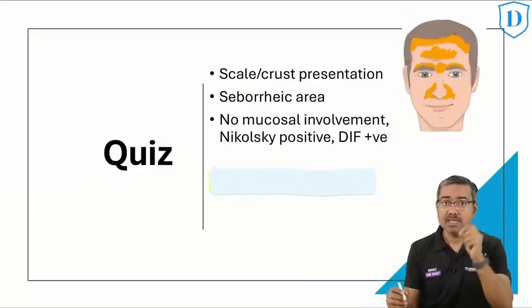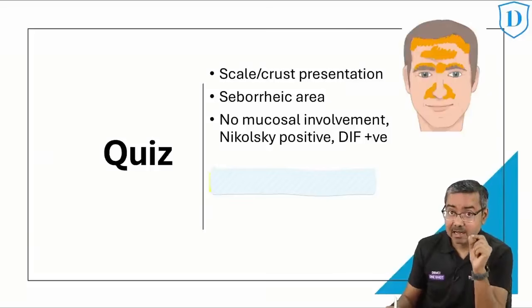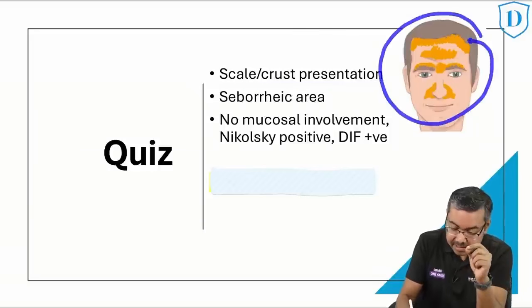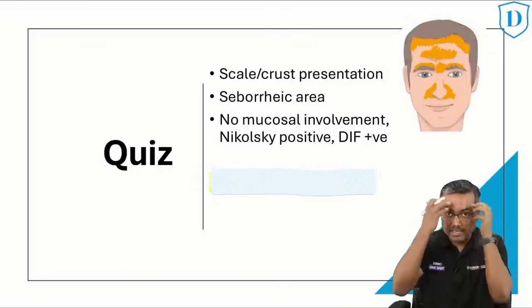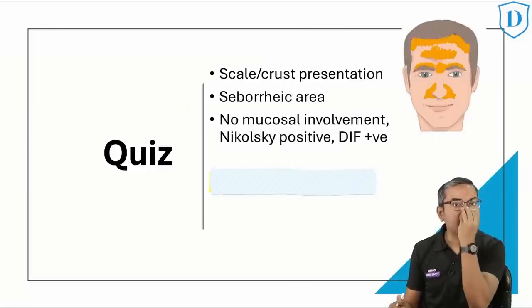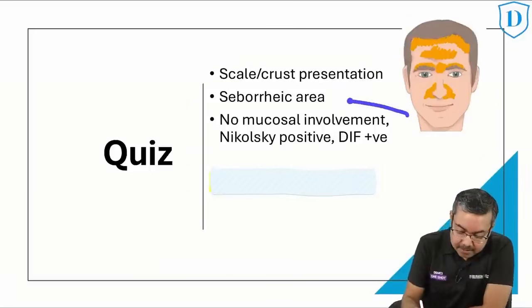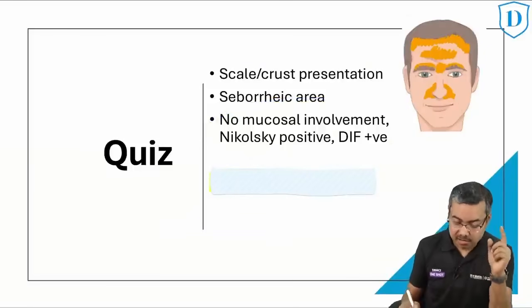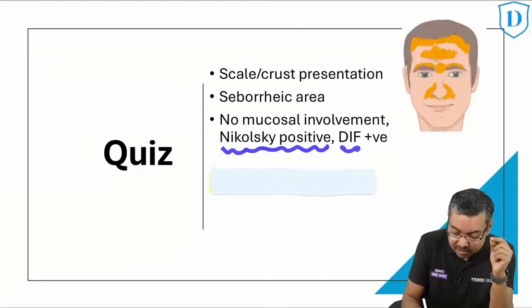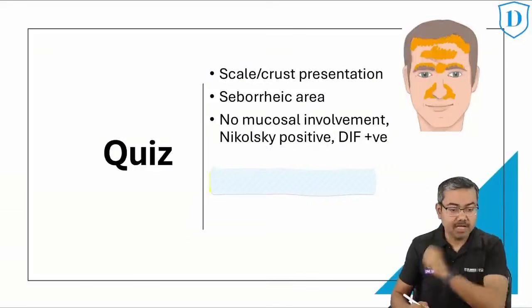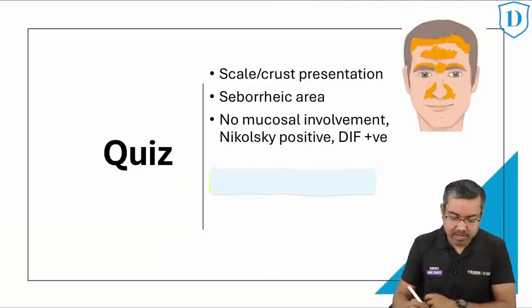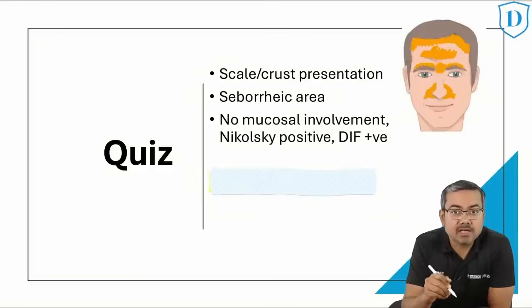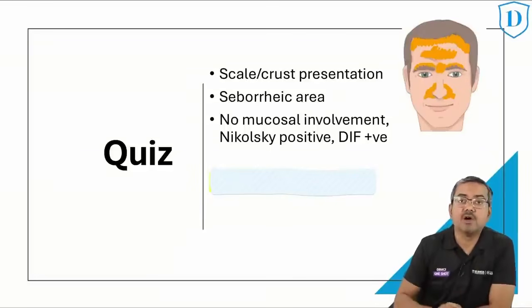Blister disease with a scale crust presentation, typically in the seborrheic areas. I've shaded the seborrheic area, the T-zone: the forehead, the nose, the sides of the nose. There's no mucosal involvement in this blistering disease, which comes as scaly on the face, usually Nikolsky positive and direct immunofluorescence positive. Tell me the answer, what we are looking at. I want you to give me an update on what you think about this. We'll keep on doing this and I'll keep on giving you the answer as well.